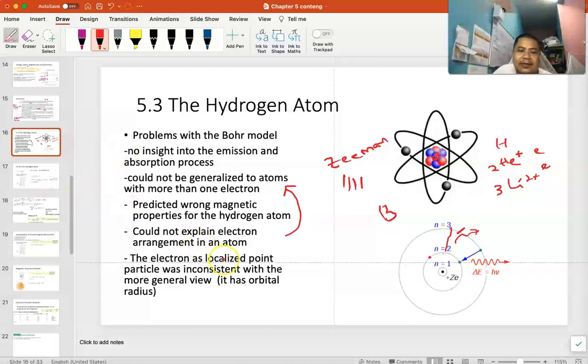Right, and then the electron as a localized point particle is not consistent with the more general view. This is the electron and it is orbiting, so we are picturing the electron as a particle, but from the Schrodinger equation we know that the particle is a wave. So there is a probability to find it anywhere. So it is conflicting with the Schrodinger equation. That means it is conflicting with the idea that the particle is a wave. So that's why this Bohr model fails.